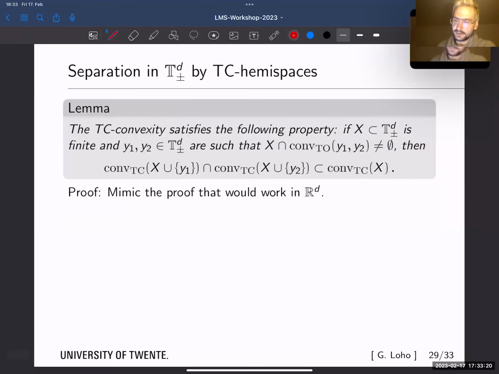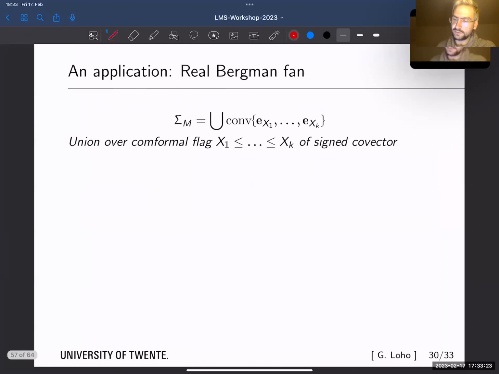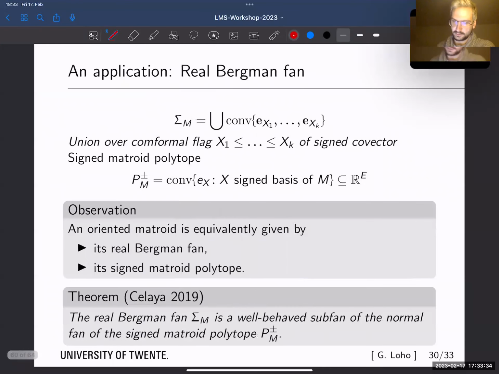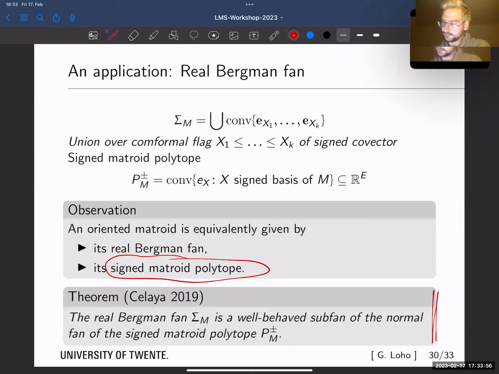Yes, and so on. And to get our separation results and all these representations. Let me just mention another application for those of you who like oriented matroids. There's a notion of a so-called real Bergman fan. For a matroid, one can associate a Bergman fan as a geometric object. Then for an oriented matroid, one can associate a real Bergman fan, which is dual to the signed matroid polytope. This was mainly studied by Marcel Zelaya.